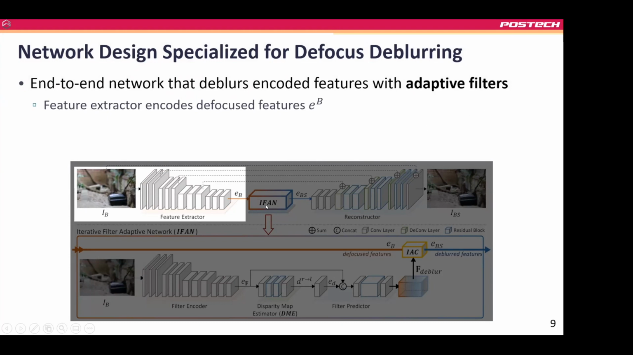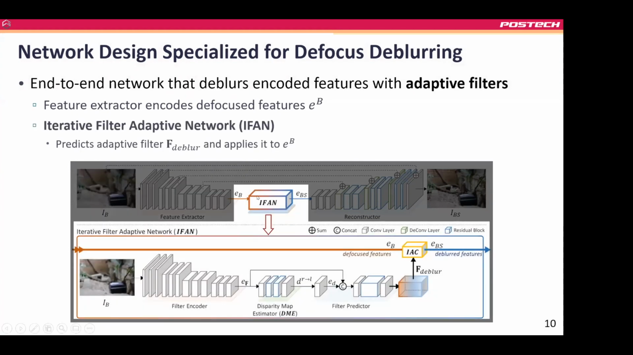Okay, then, this IFAN is our model to predict these adaptive filters, and this will be our filter. Then we apply this filter to the encoded features, and we produce the deblurred features, and eventually the deblurred features will be used for decoding to produce the final output. That is the main process.